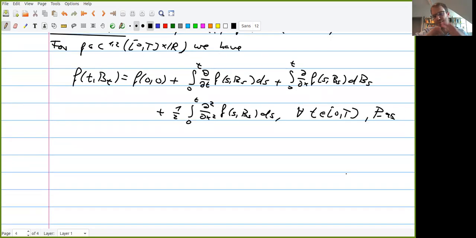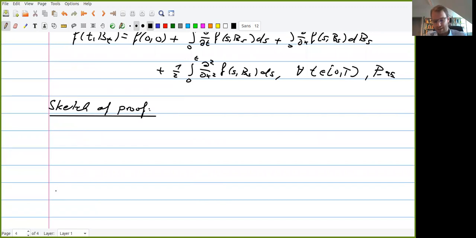So the proof basically works exactly the same as before. I mean, okay, not exactly. You just need to understand how this extra term, this extra Lebesgue-Stieltjes integral with respect to time, comes into play. So let me sketch a proof. All right, so I'm not giving you the details. I'm just recalling basically the idea of what we have done.